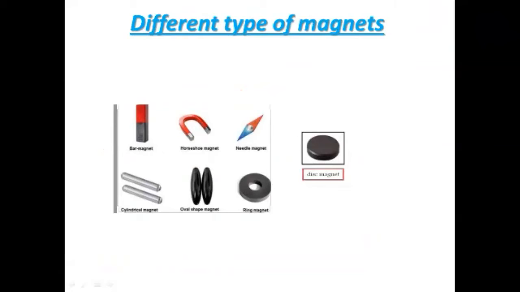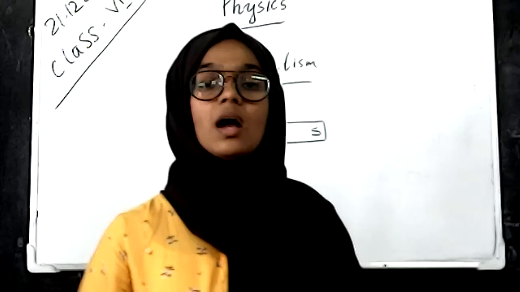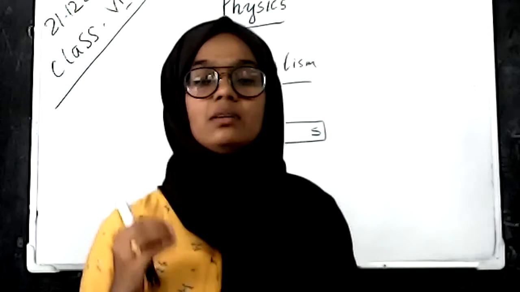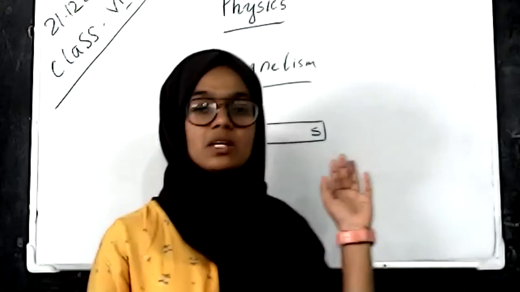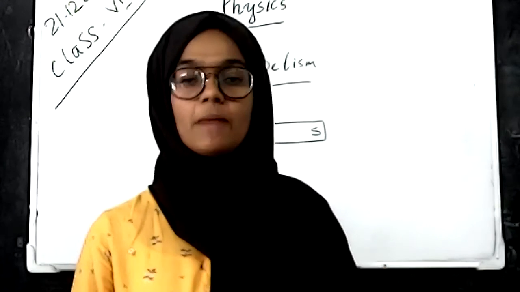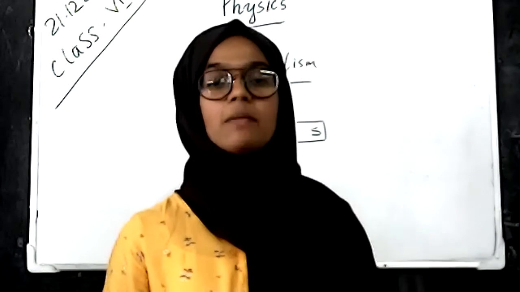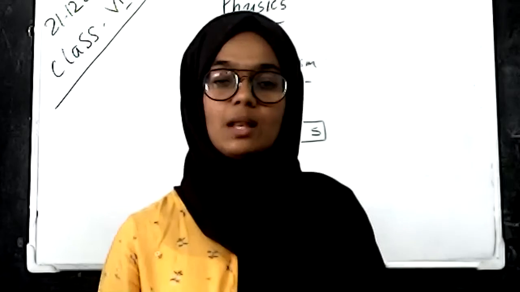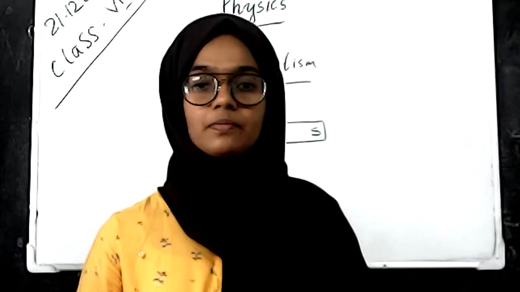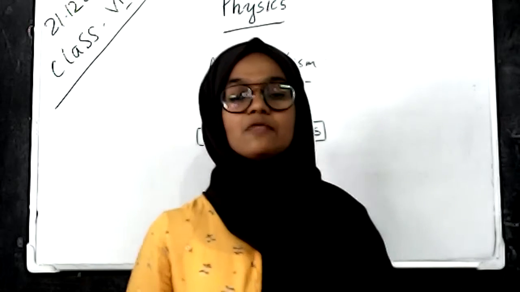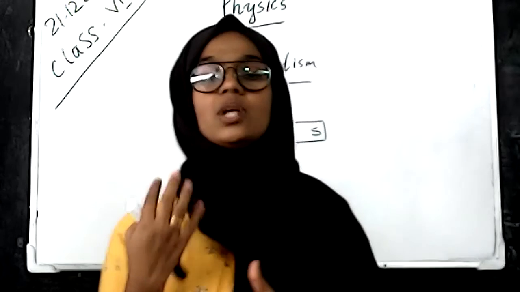I think all of you have seen the different types of magnets based on their shapes. So, the shape gives the name of the magnet. U-shaped magnets are known as U magnets, this is a bar magnet, and there are cylindrical magnets, ring magnets and disc-like magnets. There is another classification of magnets, that is natural magnets and artificial magnets.